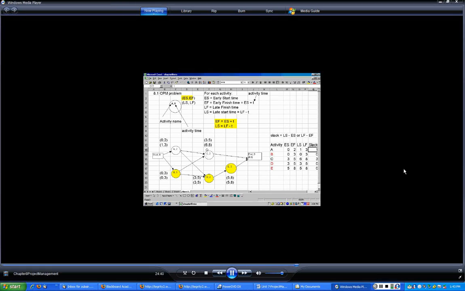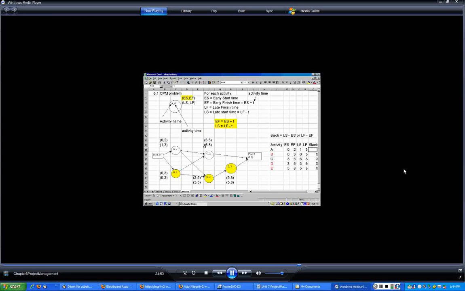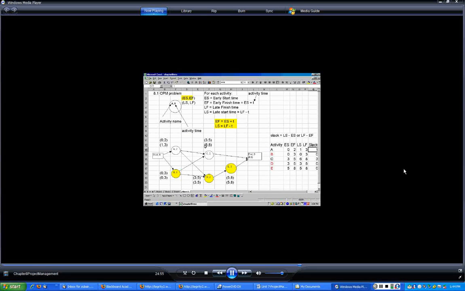For C, the latest finish is 8. Although the early finish is 5, it can finish as late as 8, and the project would not be delayed. So that's why it is 8 here. So the latest start would be 8 minus 2, which is 6. Now let's go to activity B.